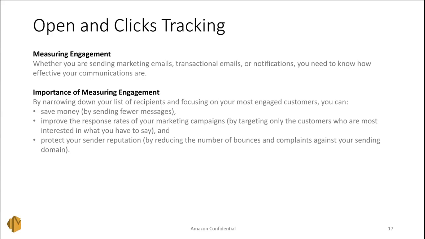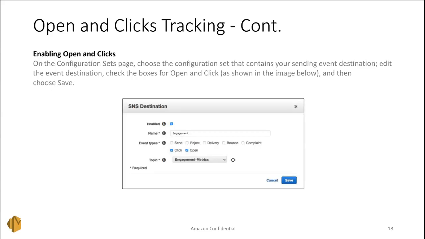And to do that, you need to measure opens and clicks. Open and clicks is nothing but when someone opens an email, that's an open. And when someone clicks on a link within that email, that's a click event. And Amazon SES will help you measure this automatically.